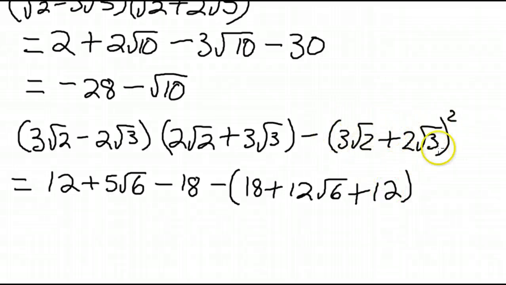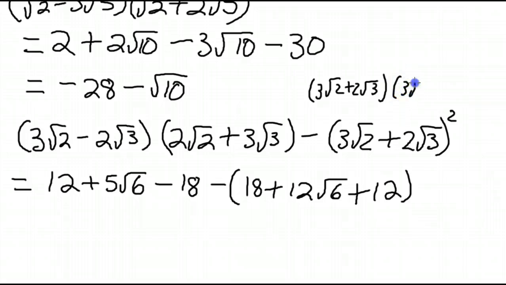If you need to, you can just write this out. Just remember, what does it look like? It's 3 root 2 plus 2 root 3 times 3 root 2 plus 2 root 3. Right, and that's where we get 3 times 3 is 9. Root 2 times root 2 is 2. That gives us the 18. Plus 6 root 6 plus another 6 root 6, which is the 12 root 6. And 2 times 2 is 4 times 3 gives me 12.